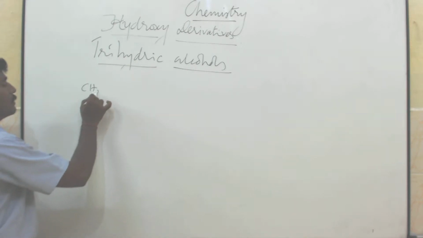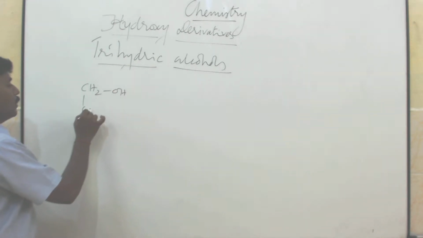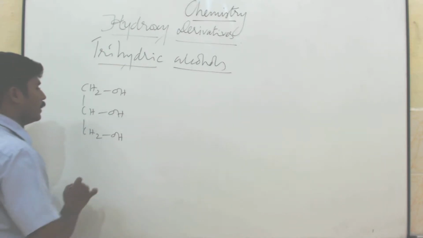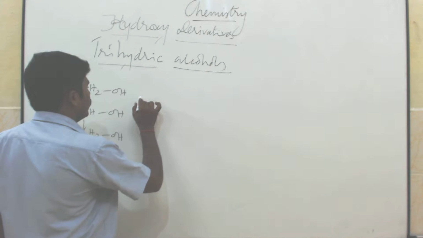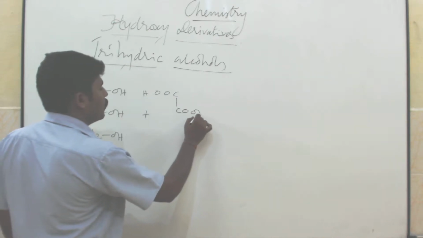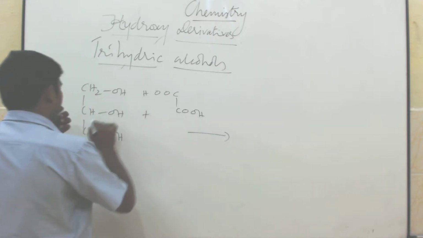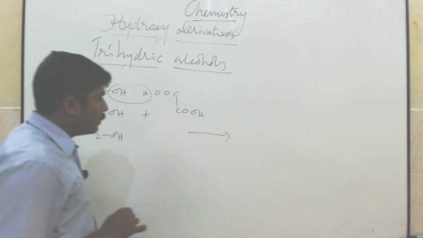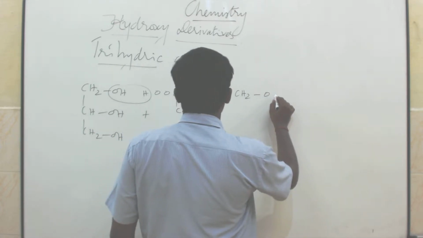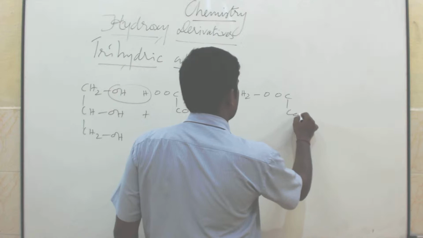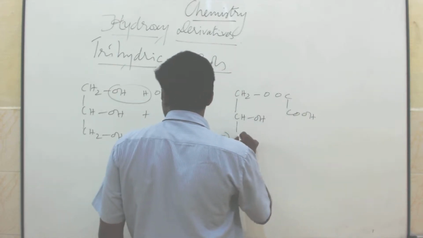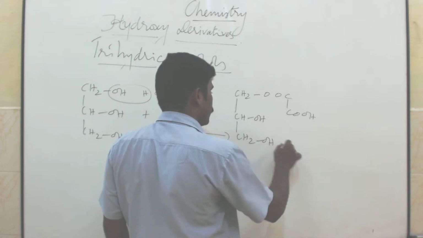glycerol, CH2OH bond CHOH bond CH2OH, reacts with oxalic acid. So you can write like this: COOH and COOH. See here, removal of water. So what is the remaining? CH2OOC-COOH and CHOH here, CH2OH.